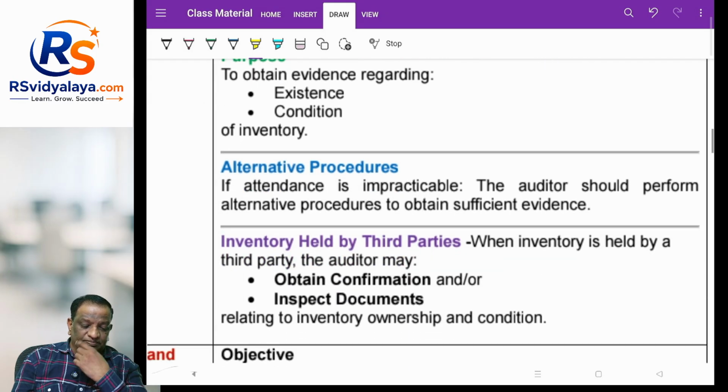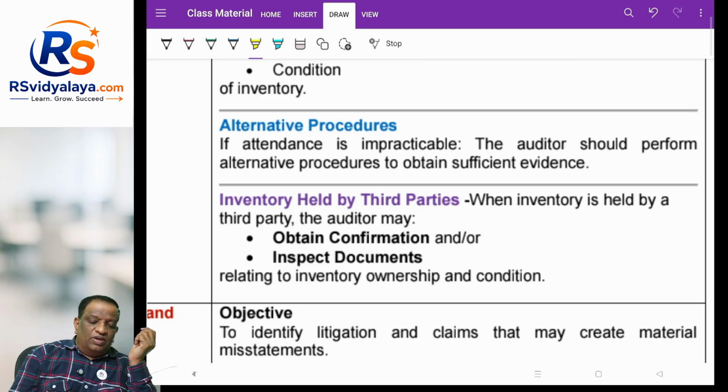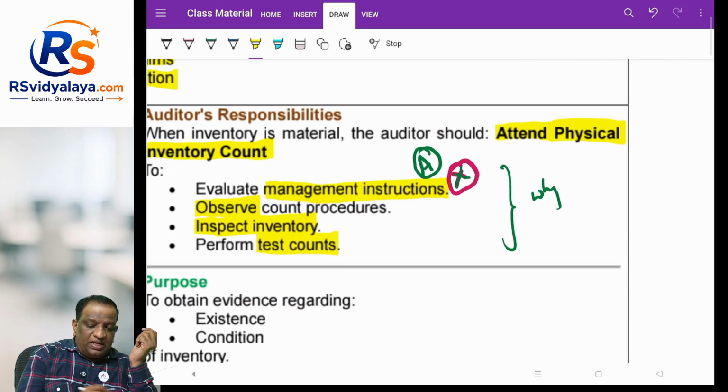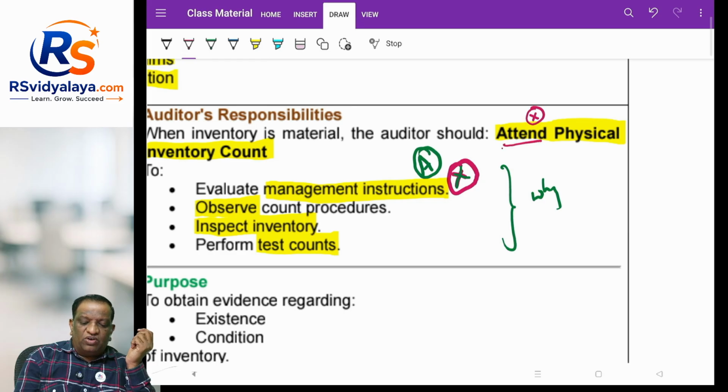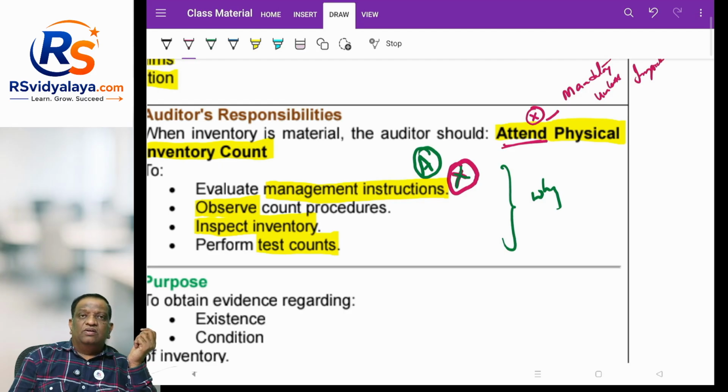Then comes the question. Going back to it, is it mandatory? This point also, from an exam perspective, take as 1 star. Is it mandatory for the auditor to attend this fiscal verification? Yes, attendance is mandatory unless impracticable. Impracticable. Then it has become impracticable.